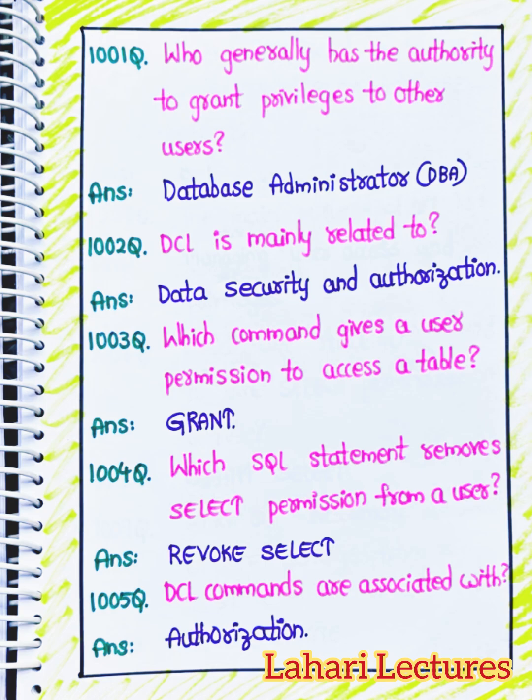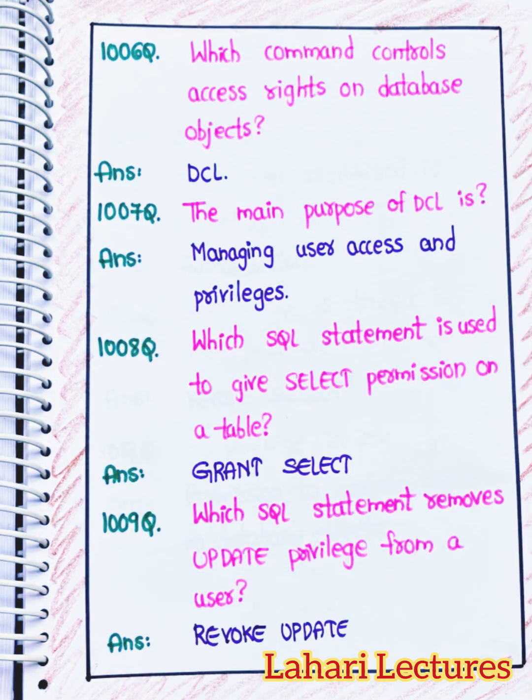Which command gives a user permission to access a table? Grant. Which SQL statement removes select permission from a user? Revoke select. DCL commands are associated with authorization. Which command controls access rights on database objects? DCL. The main purpose of DCL is managing user access and privileges.